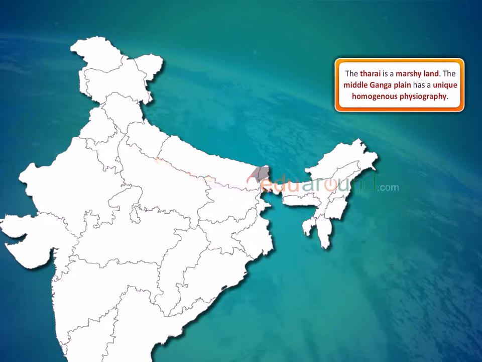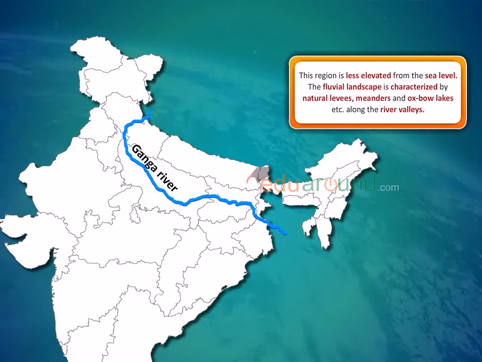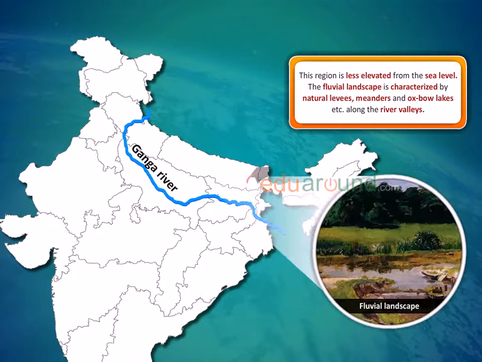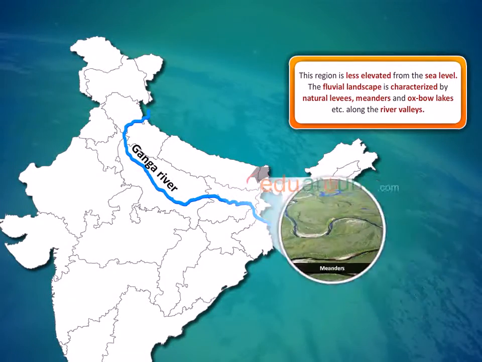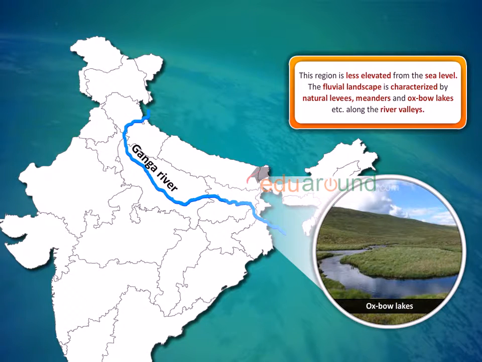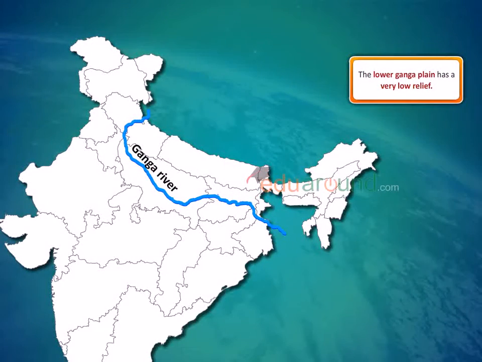The Middle Ganga Plain has a unique homogeneous physiography. This region is less elevated from sea level. The fluvial landscape is characterized by natural levees, meanders, and ox-bow lakes, etc., along the river valleys. The Lower Ganga Plain has a very low relief.